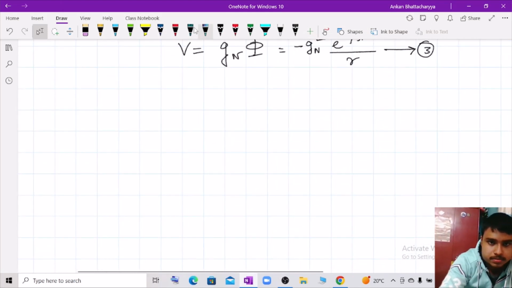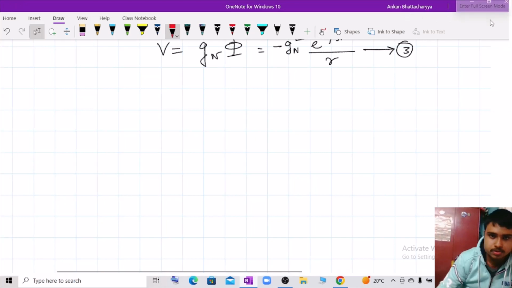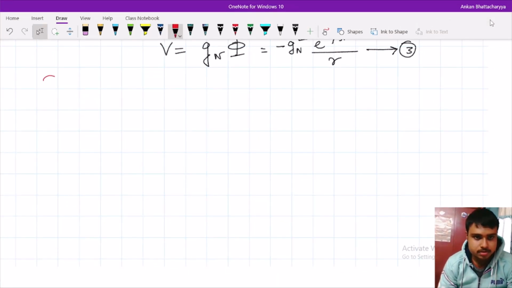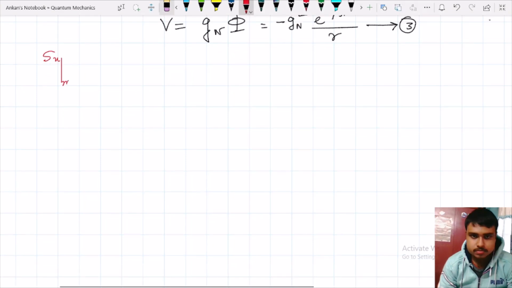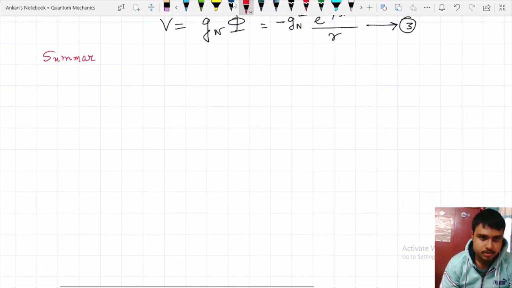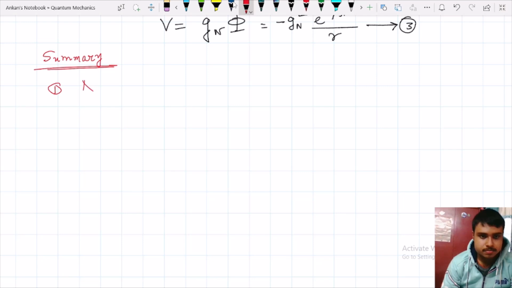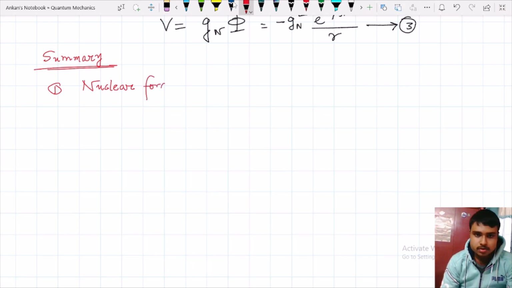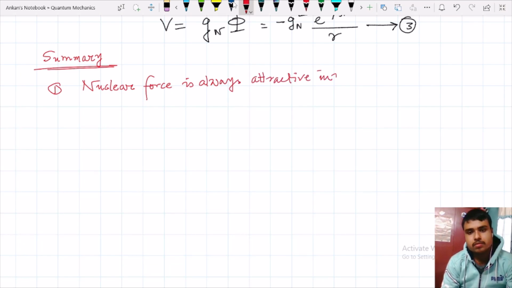Let us then summarize what we have learned about the different properties of the nuclear force. Nuclear force is always attractive in nature. Nuclear force is short range in nature, with range up to some Fermi order.